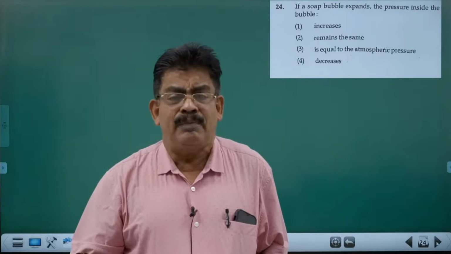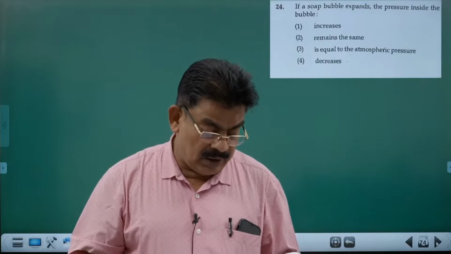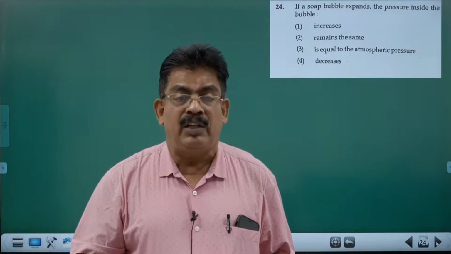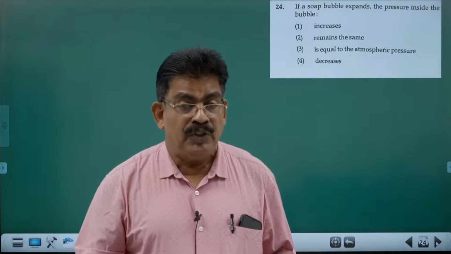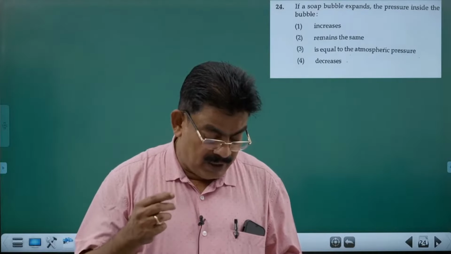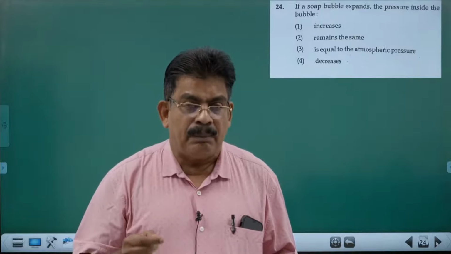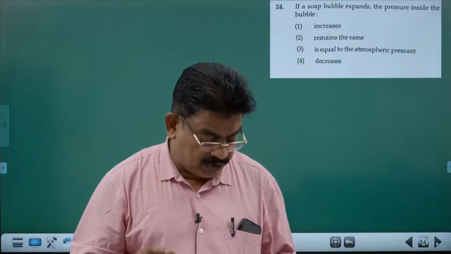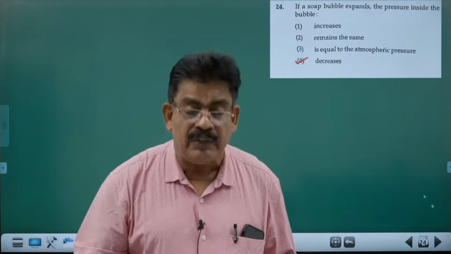24th one is a very basic question. Excess pressure inside a bubble will be 4T by R. Excess pressure is inversely proportional to R. Here, bubble radius increases, excess pressure decreases, pressure inside the bubble decreases. The option is 4.